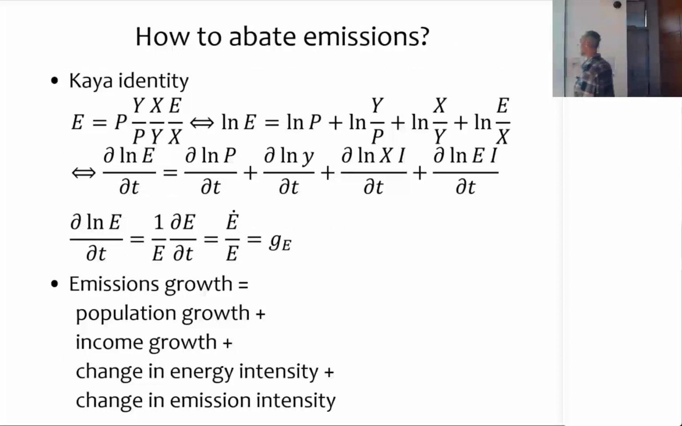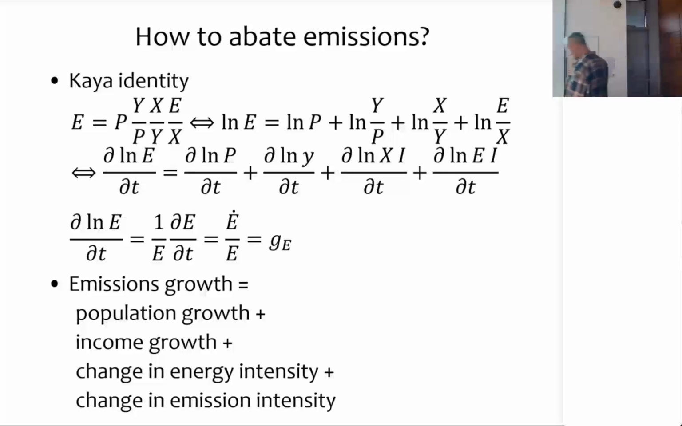So last week, I put up this identity, right? That emissions are equal to the number of people times per capita income times the energy intensity of the economy times the carbon intensity of the energy sector. And then P again cancels against P, Y against Y, X against X. So this is an identity, E equals E.